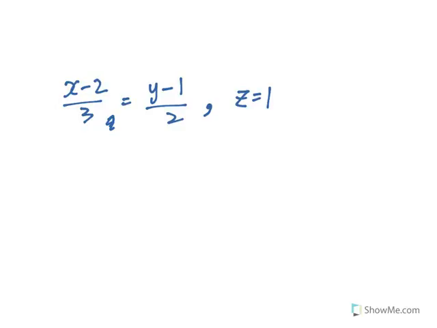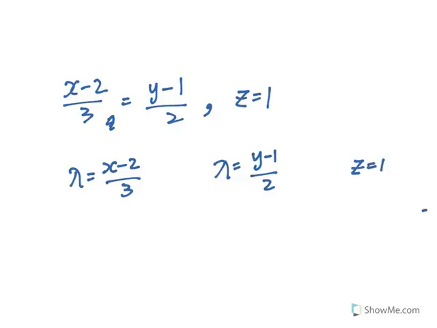Correct. So for example, just now, it was something like x minus 2 over 3 equals y minus 1 over 2, comma, z has no lambda, so z equals 1. This just means that lambda equals x minus 2 over 3, and lambda equals y minus 1 over 2. Here there is no lambda at all, so this just means that z is 1. It's just 1.